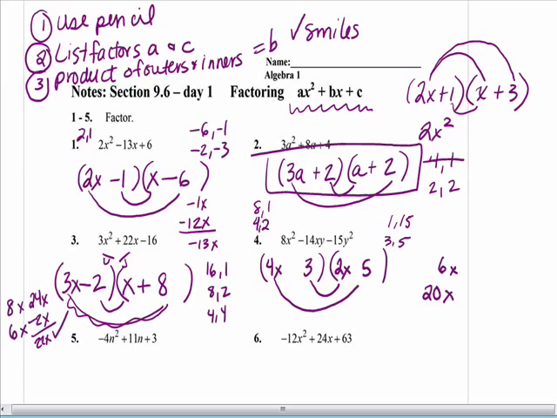So which number makes the 20 negative? The 5. So put the minus here and the plus there. That makes negative 20. We check our smiles. It's negative 14. Oops, forgot my y in each place.